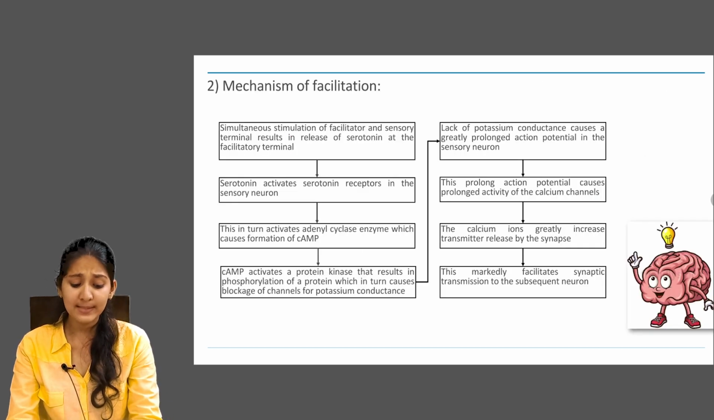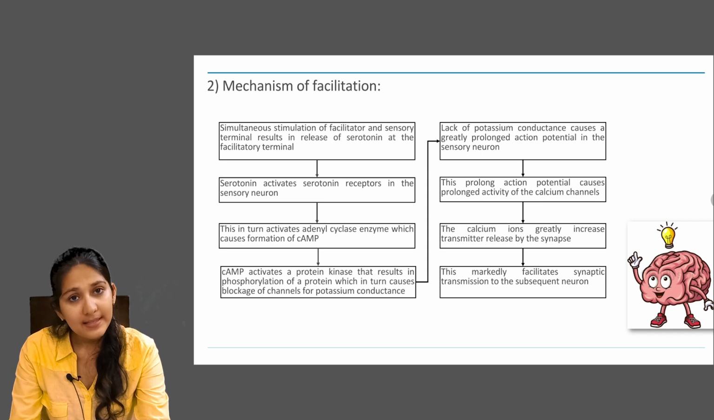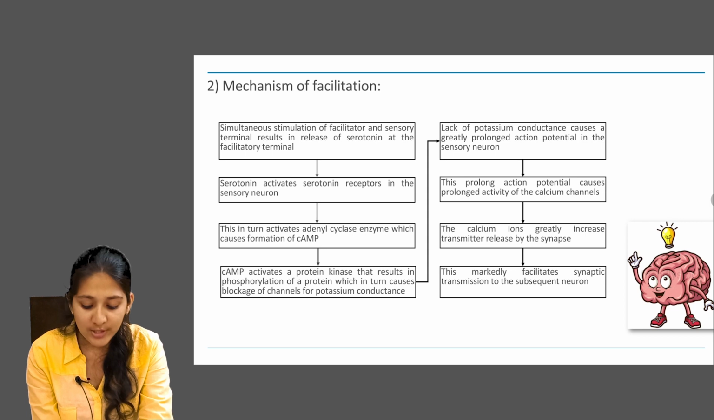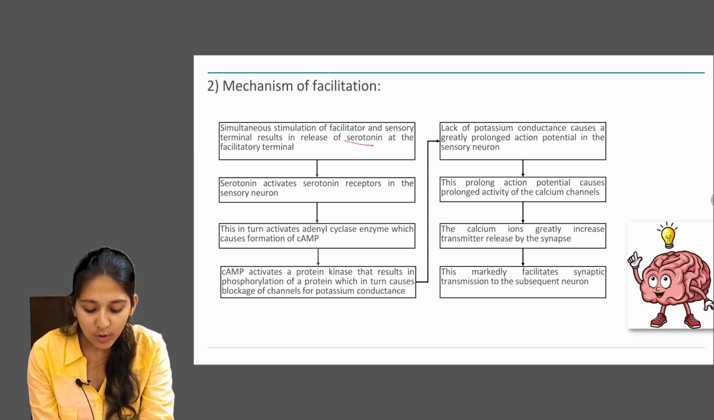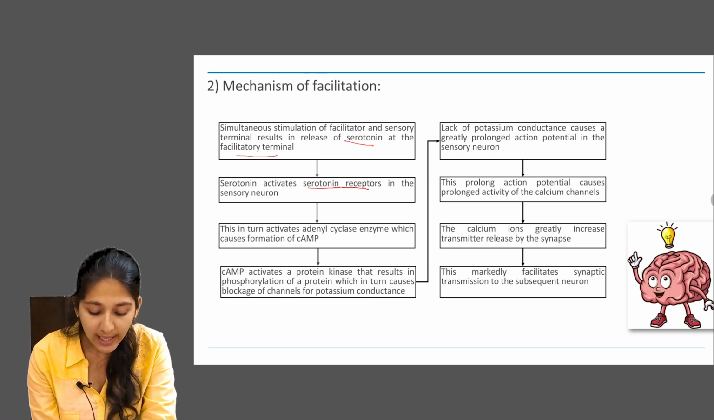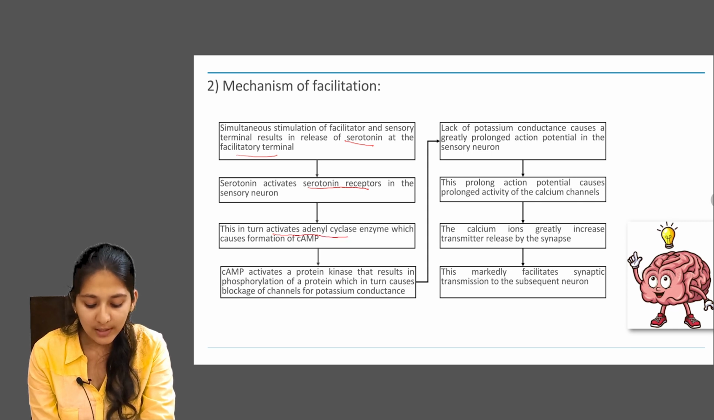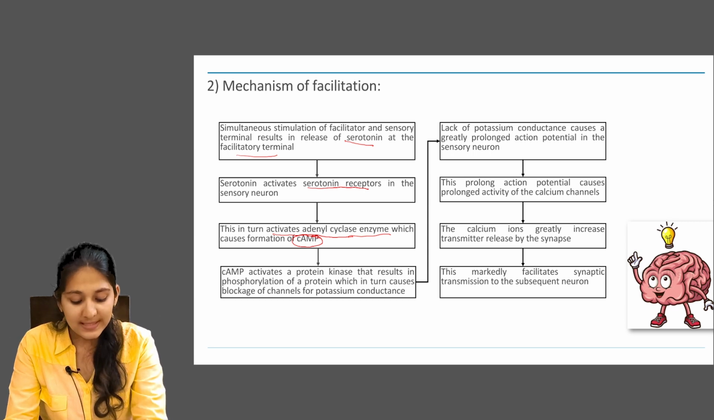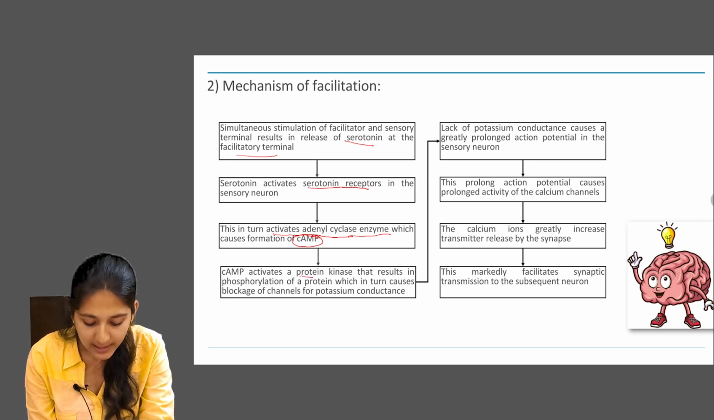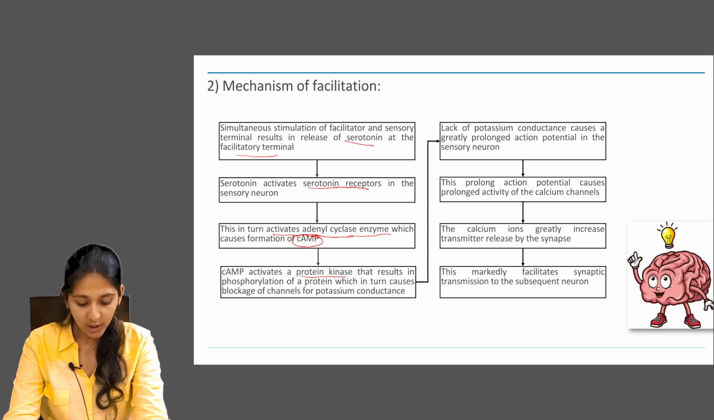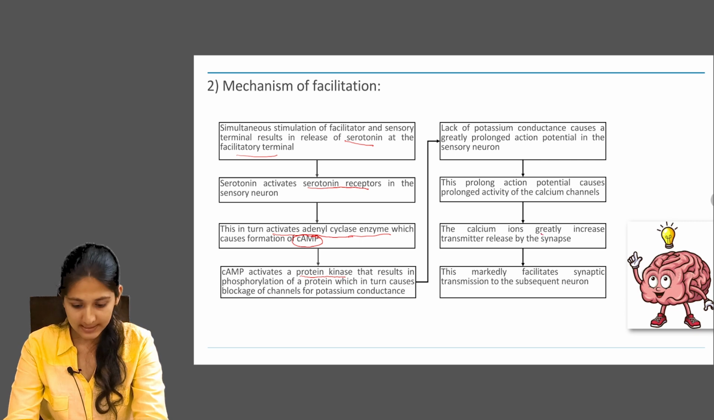The second is the mechanism of facilitation. When there is simultaneous stimulation of the facilitator and the sensory terminal, it results in release of serotonin at the sensory terminal. This serotonin acts on the serotonin receptors present on the sensory terminal. The serotonin receptors activate the enzyme adenyl cyclase, which results in formation of cyclic AMP, that is cyclic adenosine monophosphate. This cyclic AMP activates a protein kinase, which in turn causes the phosphorylation, or activation, of another protein, which causes blockage of potassium channels.